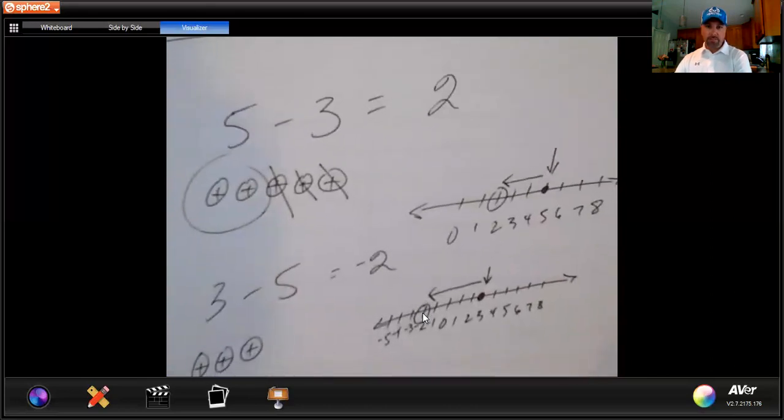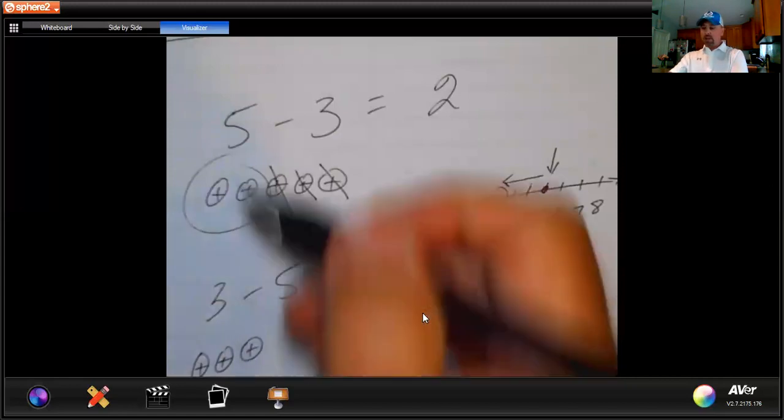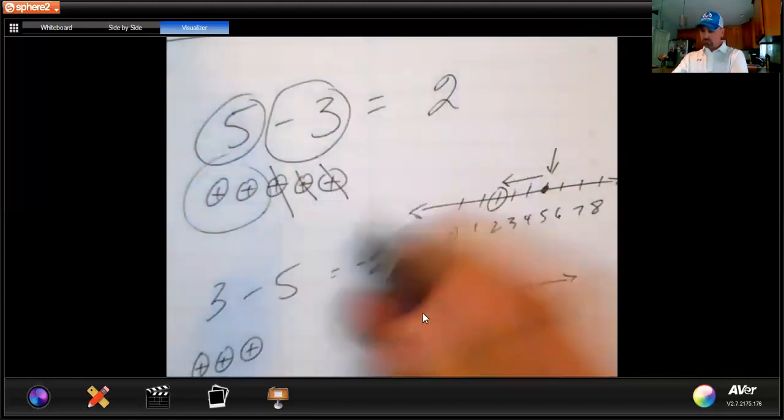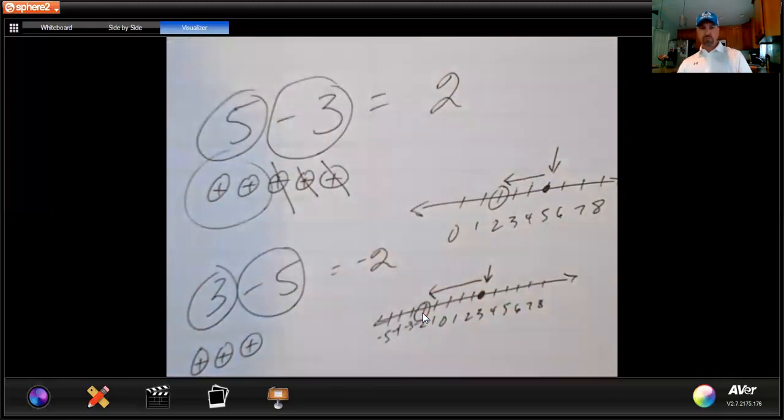Take a look at this because I want to point out some different ways that you can see this. 5 minus 3 is 2, and 3 minus 5 is -2. And so really the only difference in our answer is the sign, +2 or -2. And when it comes to subtraction, you can kind of use the operation in front of the second number to see the value of that number.